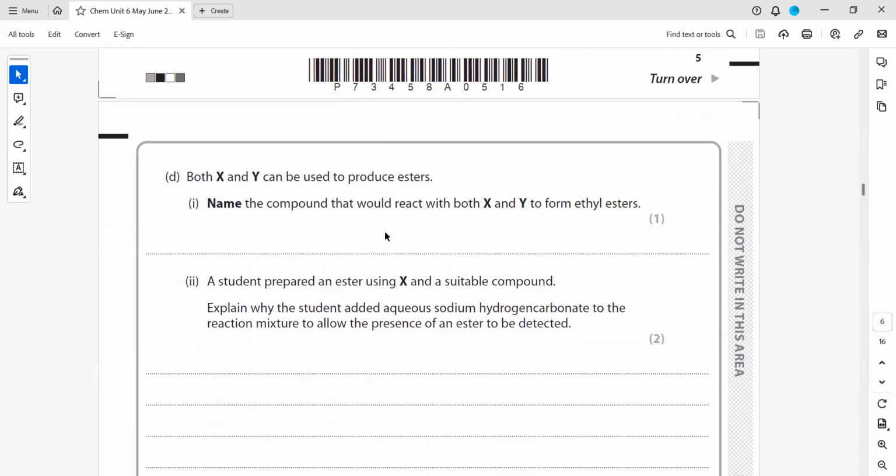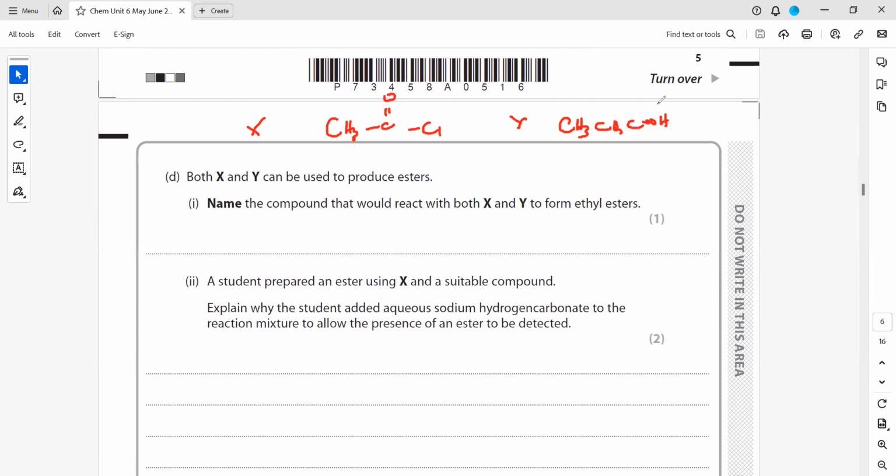Next is: both X and Y can produce an ester. So X is, name the compound. So first we work out X. What was X? It was CH3, C double bonded with O and Cl, which was ethanoyl chloride. And what is Y? Y is propanoic acid, which is CH3CH2COOH.